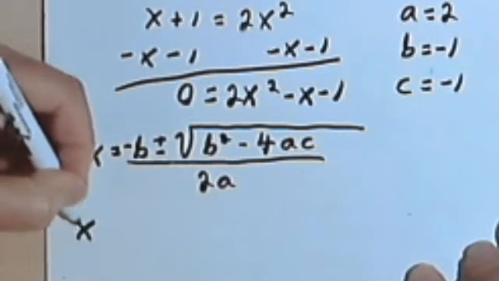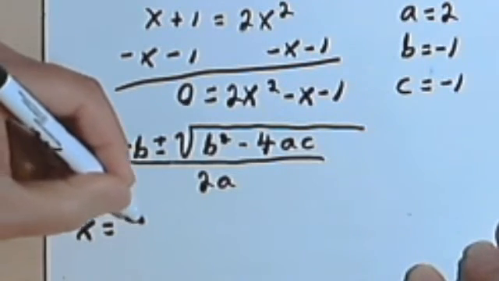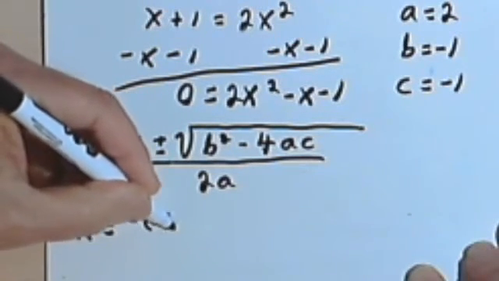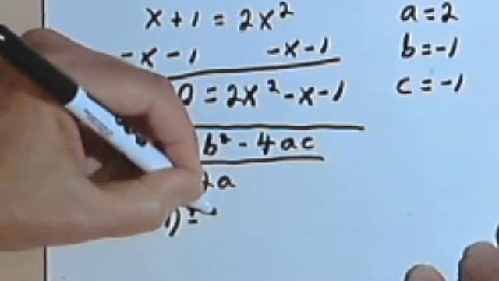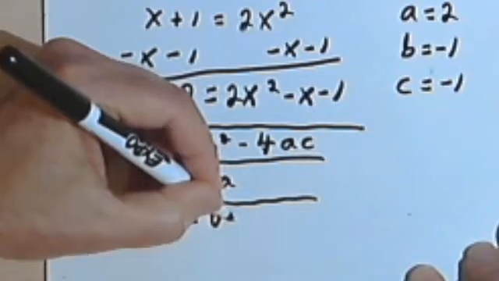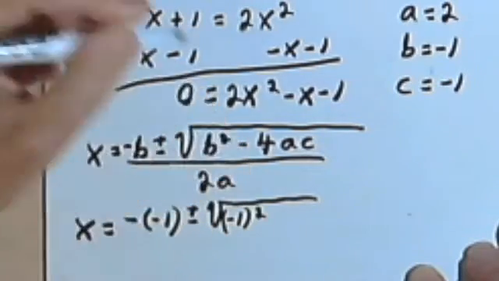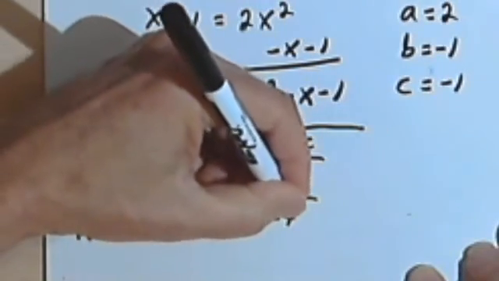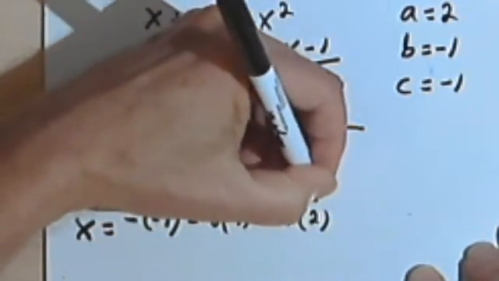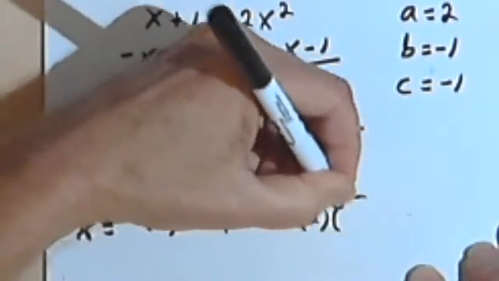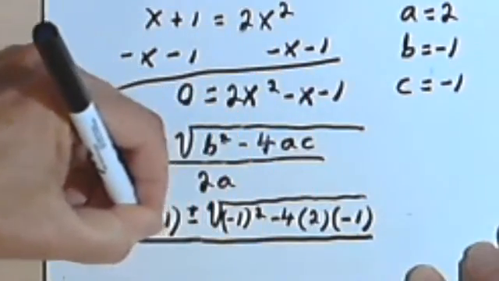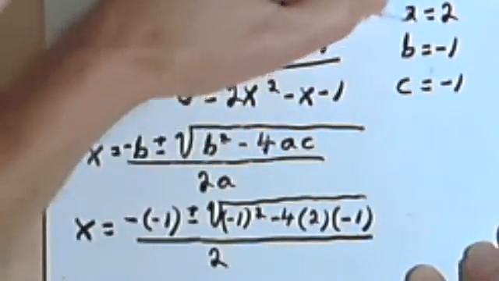Okay, so I get x equals negative, b is a negative 1, so there's my negative b, plus or minus the square root of b is negative 1 squared minus 4 times a is a 2 minus 4ac, and c is a negative 1. And that's all over 2a, and a is 2.